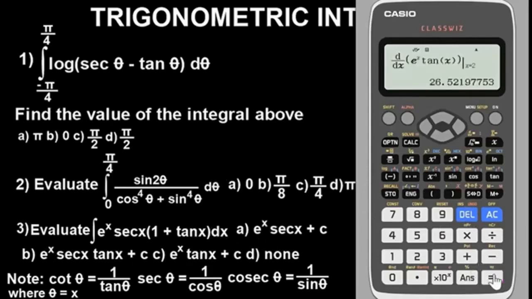So guys, this is it. Don't forget, in some questions you will see cot in it, and there are some where you see cosec. So when you see cot, you replace it with 1 over tan, and when you see cosec, you replace it with 1 over sine. And just as we saw sec here, we replace it with 1 over cos. It's as simple as that, guys.